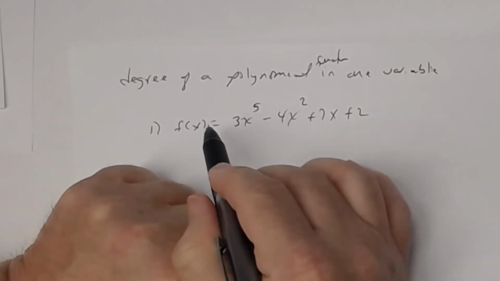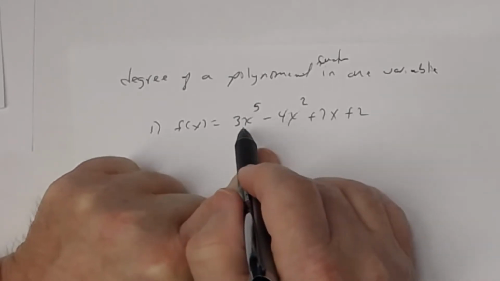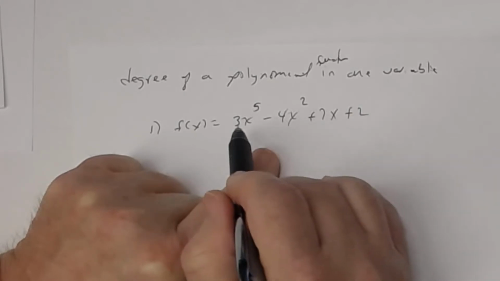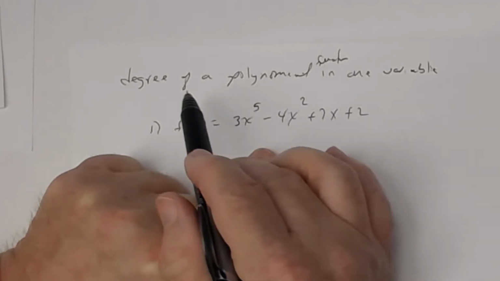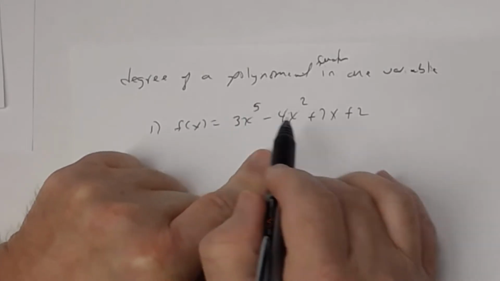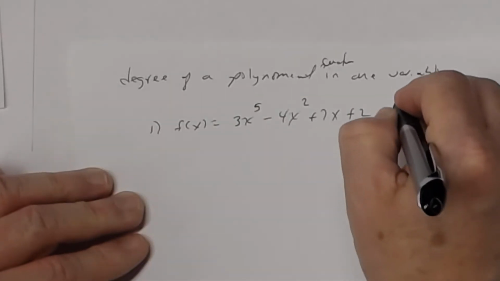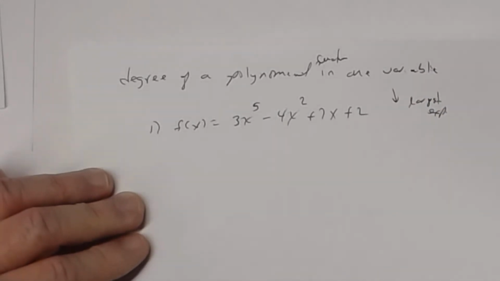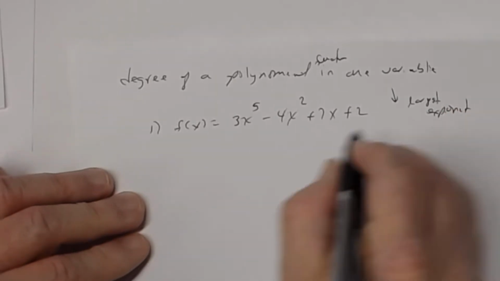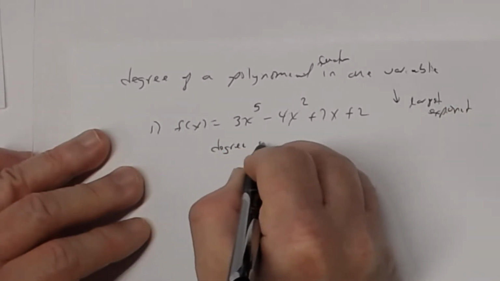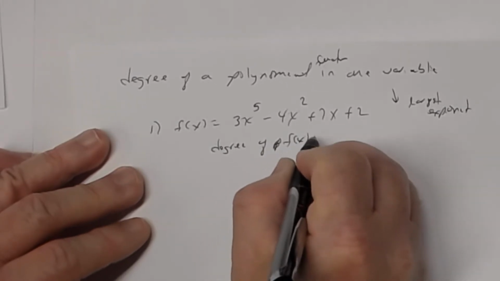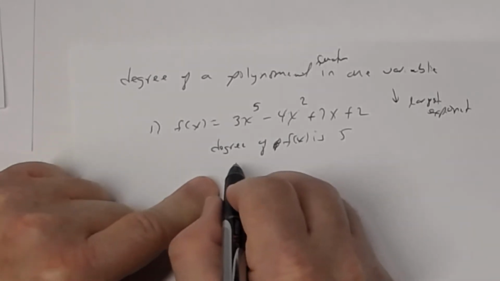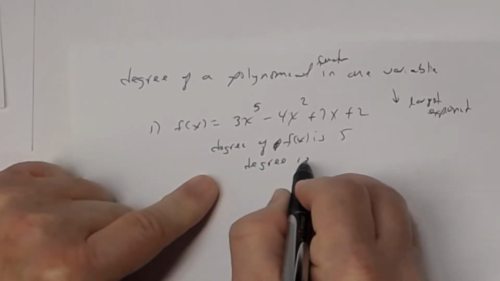So notice that this polynomial function is in one variable. The only variable you see is x. That's what we mean by one variable. Okay, that's important. All you see is x. Since it's one variable, it's easy to determine the degree. The degree is the largest exponent. So the degree of f of x is 5. Okay, so the degree is 5. The other thing we can say is that the degree is odd.